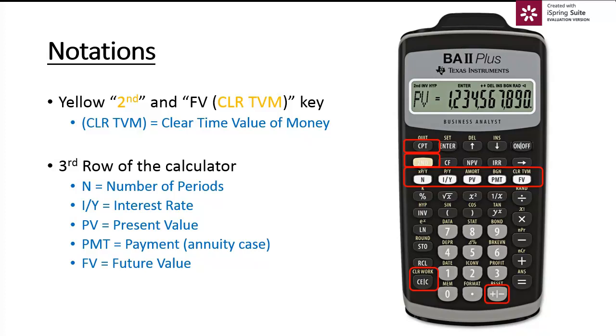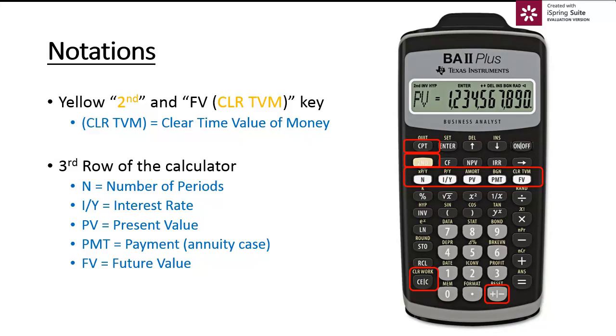First, we would like to give you some intuition what keys we'll be using in this session. The yellow key, second, at the upper left corner is a key that changes the function of the key to the yellow function notated above each key. For example, if you hit second and then FV, then the calculator will do the function CLR-TVM, which stands for Clear Time Value of Money.